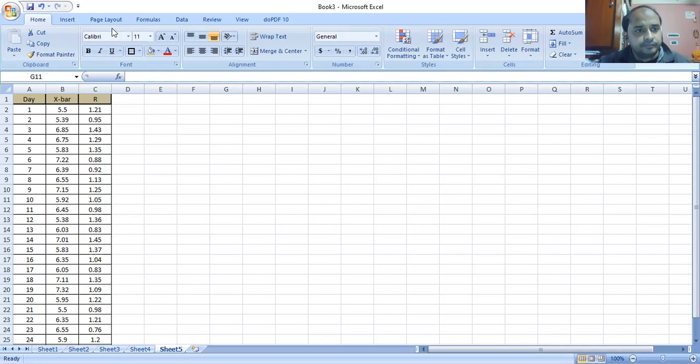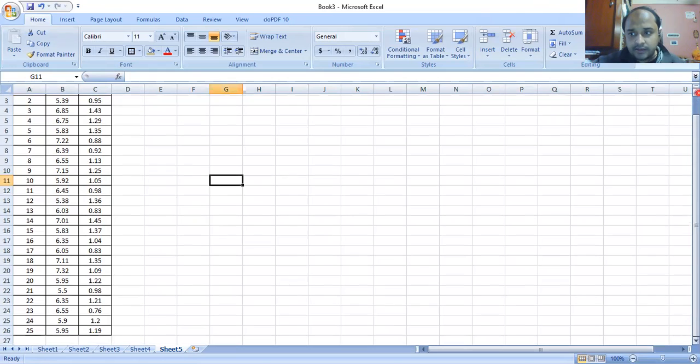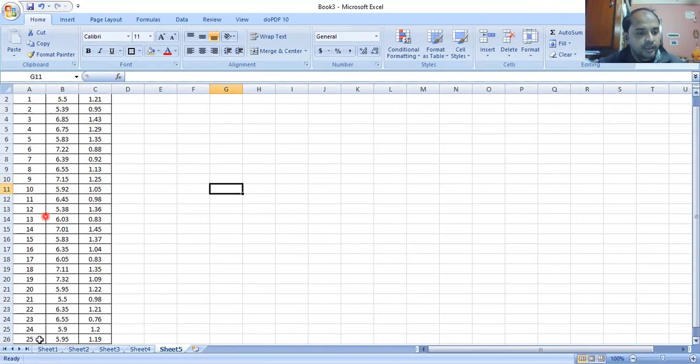Now, these are the values you see. First of all, we have to understand what these values are. Look at the day counts. It starts from 1 up to 24, so 24 days, actually 25 days. There is another day below. If I scroll a bit, yes, 1 up to 25. As it is given in the question, this X bar and R value of 25 days are shown in the following table.